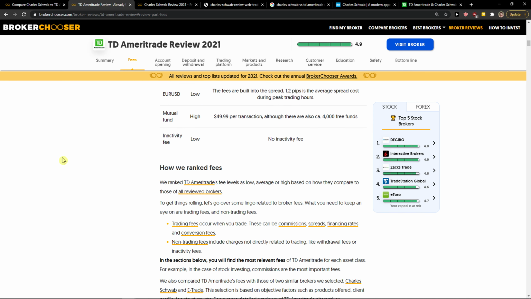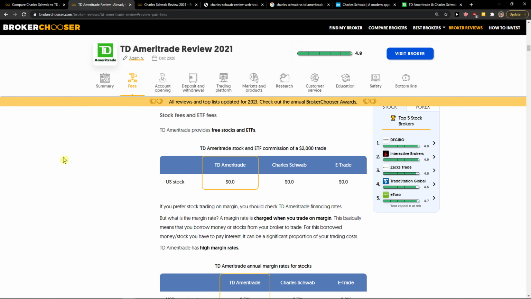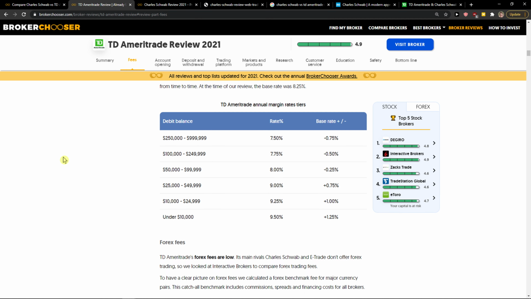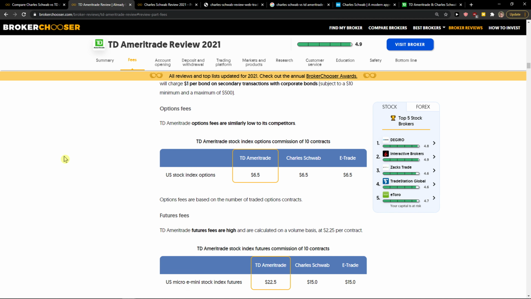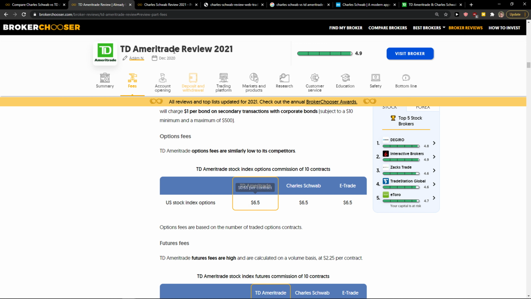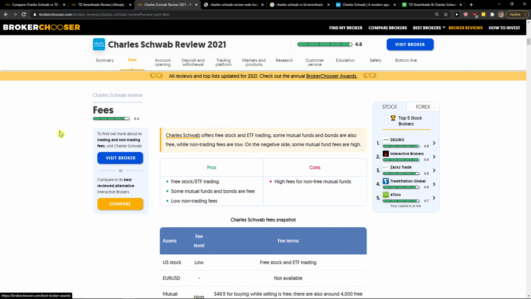Now, to go further on fees, I want to show you something. So free stocks and ETFs on TD Ameritrade, this is the first thing. And when you go to how much it costs to trade options, it's 0.65, and this is the same with Charles Schwab.